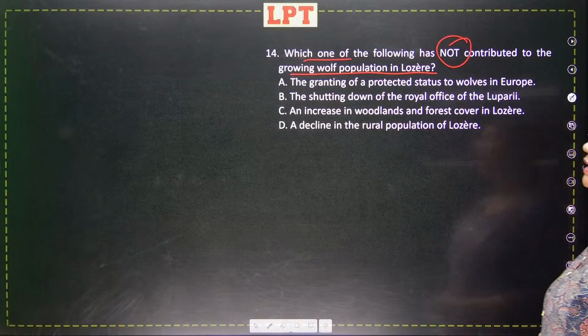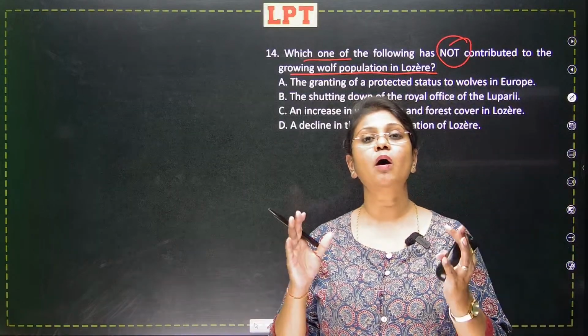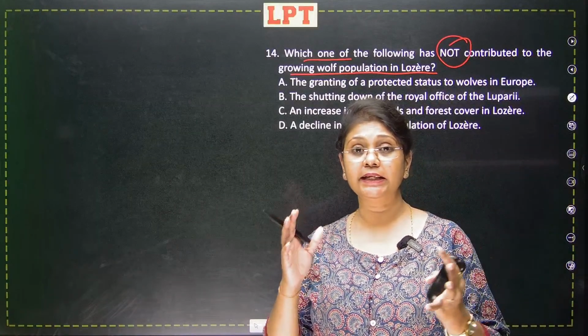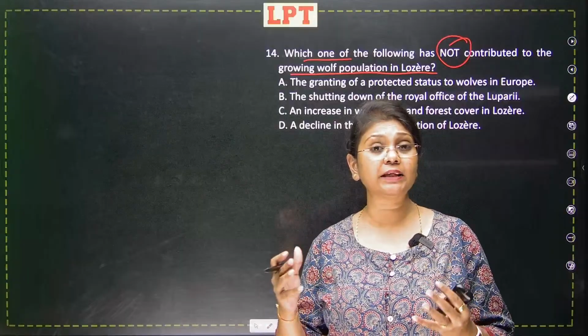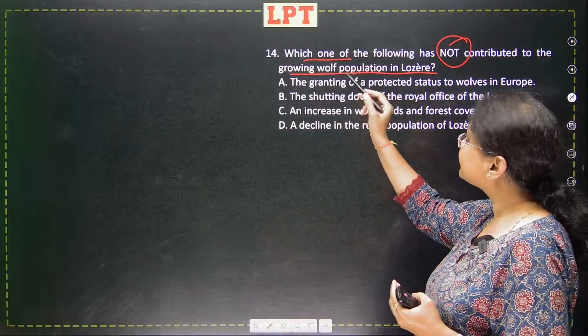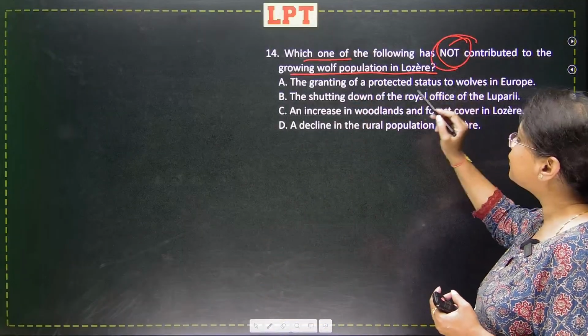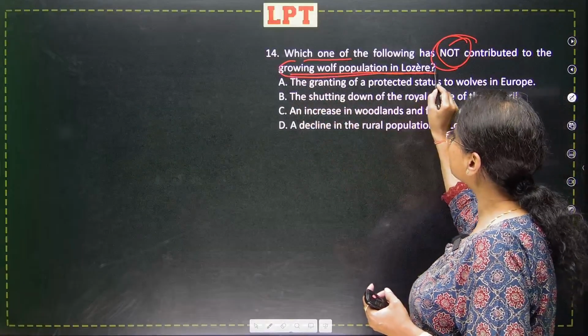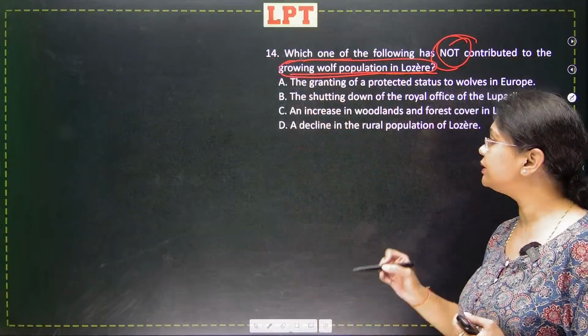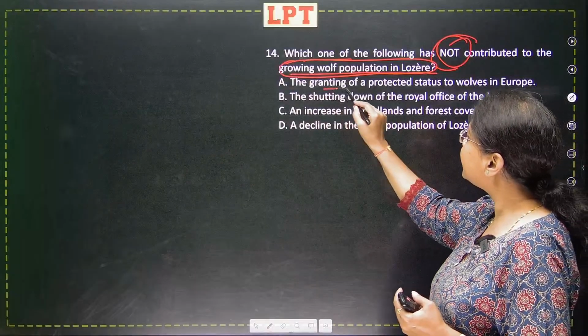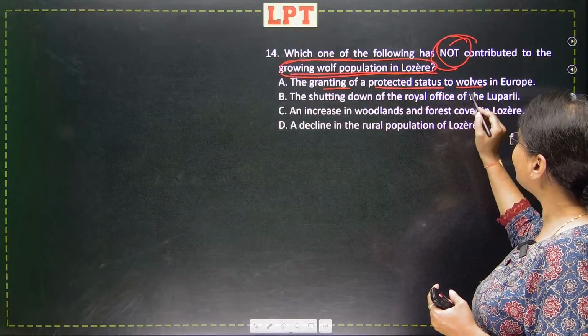Okay, so let us examine the choices here. We have already read the passage and the details that have been mentioned here. Let's look at the options and try to figure out. It says, which one of the following has not contributed to the growing wolf population in Lozère? Let's look at the options. First one says, the granting of protected status to wolves in Europe.